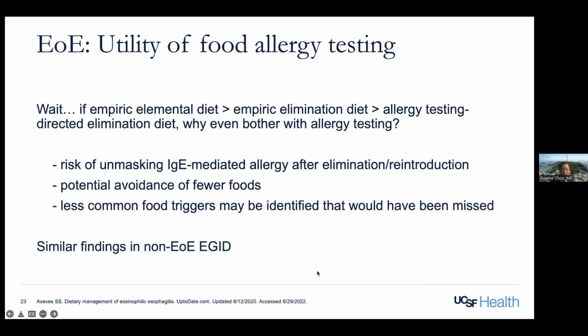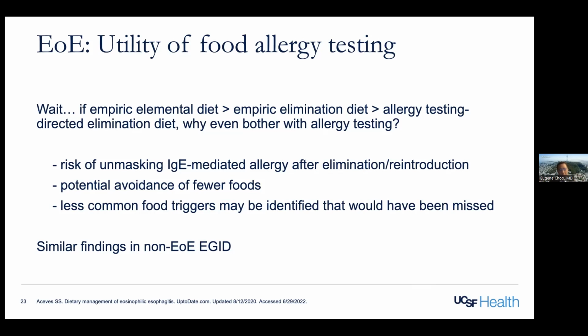And so that begs the question: if the elemental diet is the best, and that beats out the empiric elimination, which beats out the allergy testing directed diet, why even bother with the allergy testing? This is actually not that clear-cut an answer. Depending on the studies you read and which society's guidelines you look at, some people come out with stronger recommendations for or against the utility of testing. This is not something we have 100% consensus on in our allergy world.